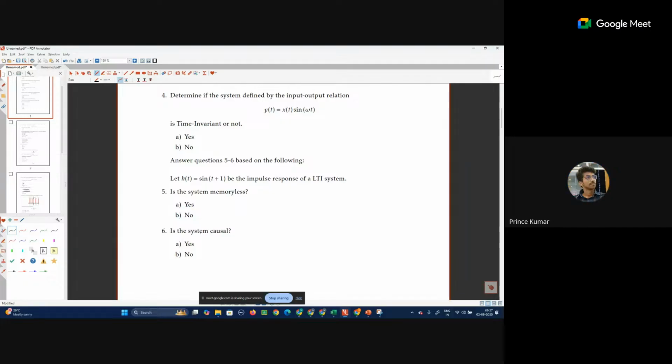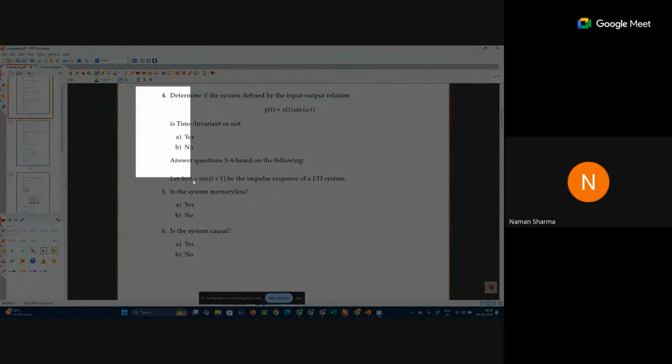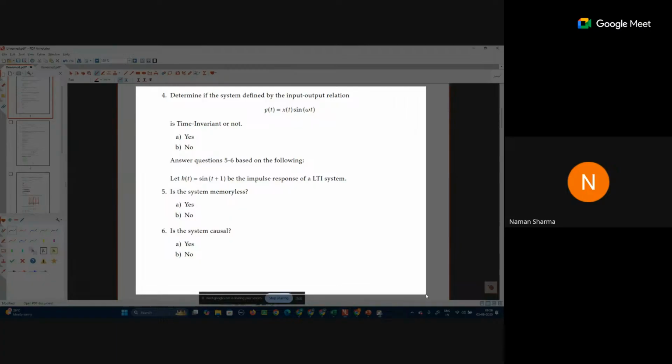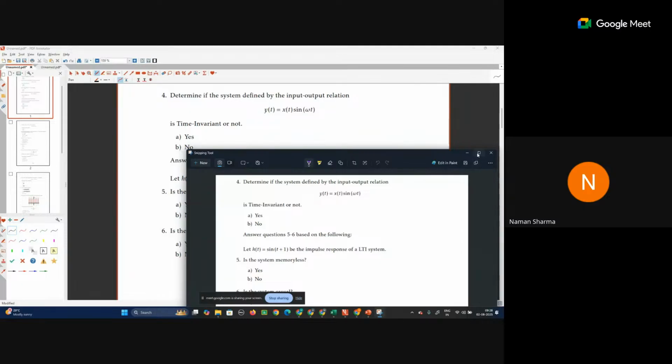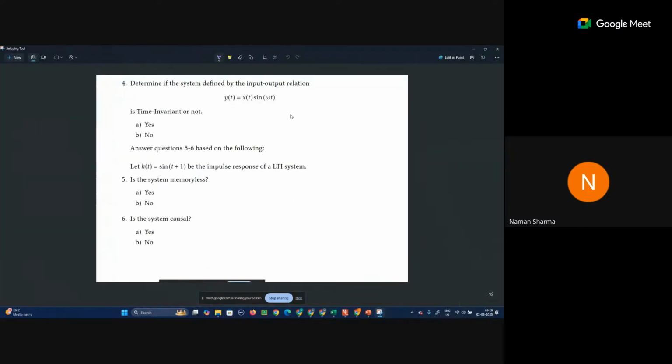If the coefficient of the input function is dependent on t, it will be time variant. If the input is multiplied with some constant, it is time invariant. If we shift it, x of t minus t0, then sine omega t minus t0 will not be equal to that function.